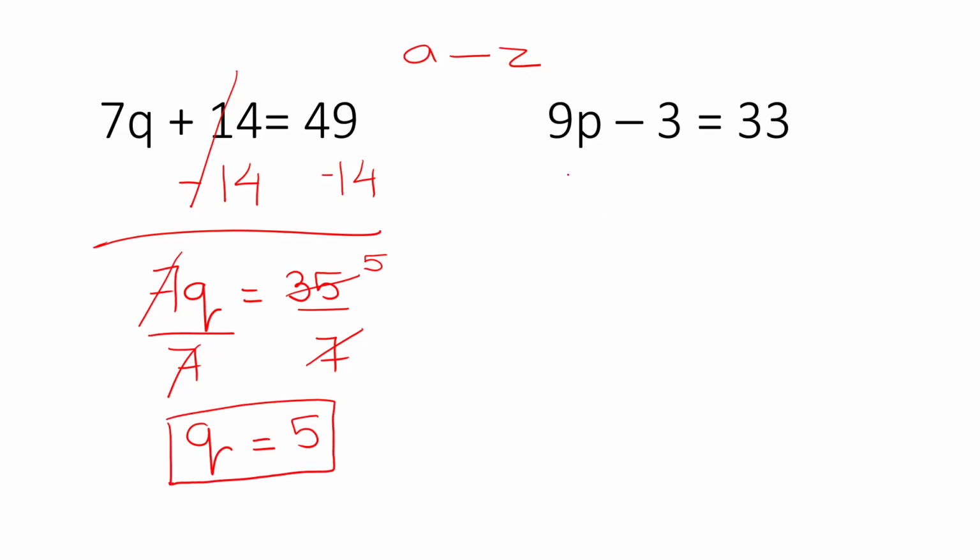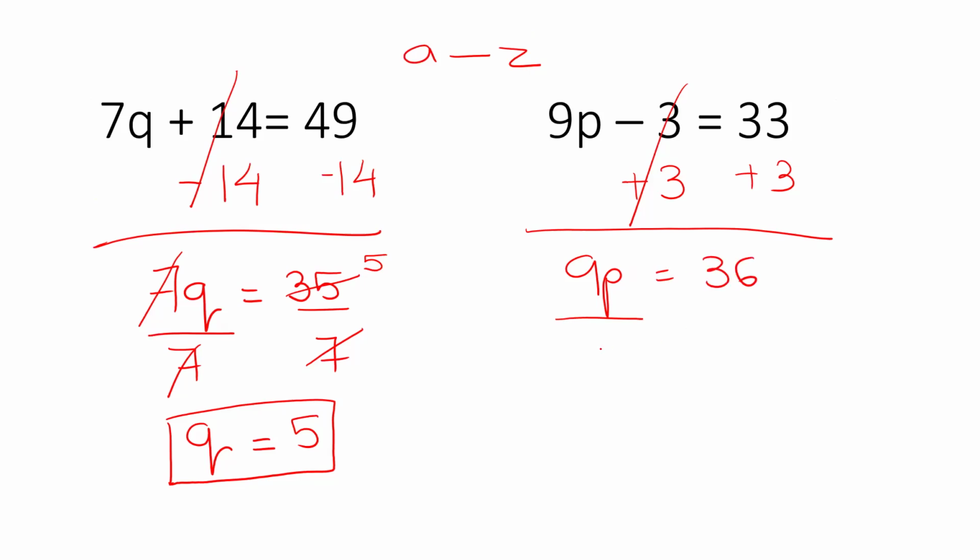Right. Looking at the final example here, the inverse of minus. I'm sure now you can pick this up. So you will be adding 3 on both sides. In this case, we have 9p equals 36. And when we divide by 9 on both sides, we have p equals, how many times will 9 go into 36, which is 4. So p equals 4.